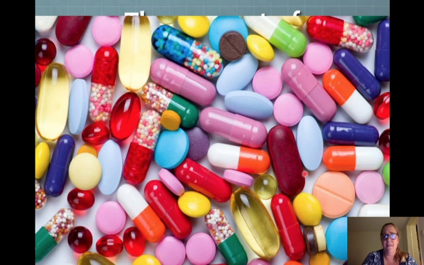So here's this wonderful picture. These look very edible, don't they? Look like sweets. But you can see that the capsules come in all sorts of sizes. And in the online session I'll show you and you'll be able to see them live. You can see different types of capsules and how they're put together.